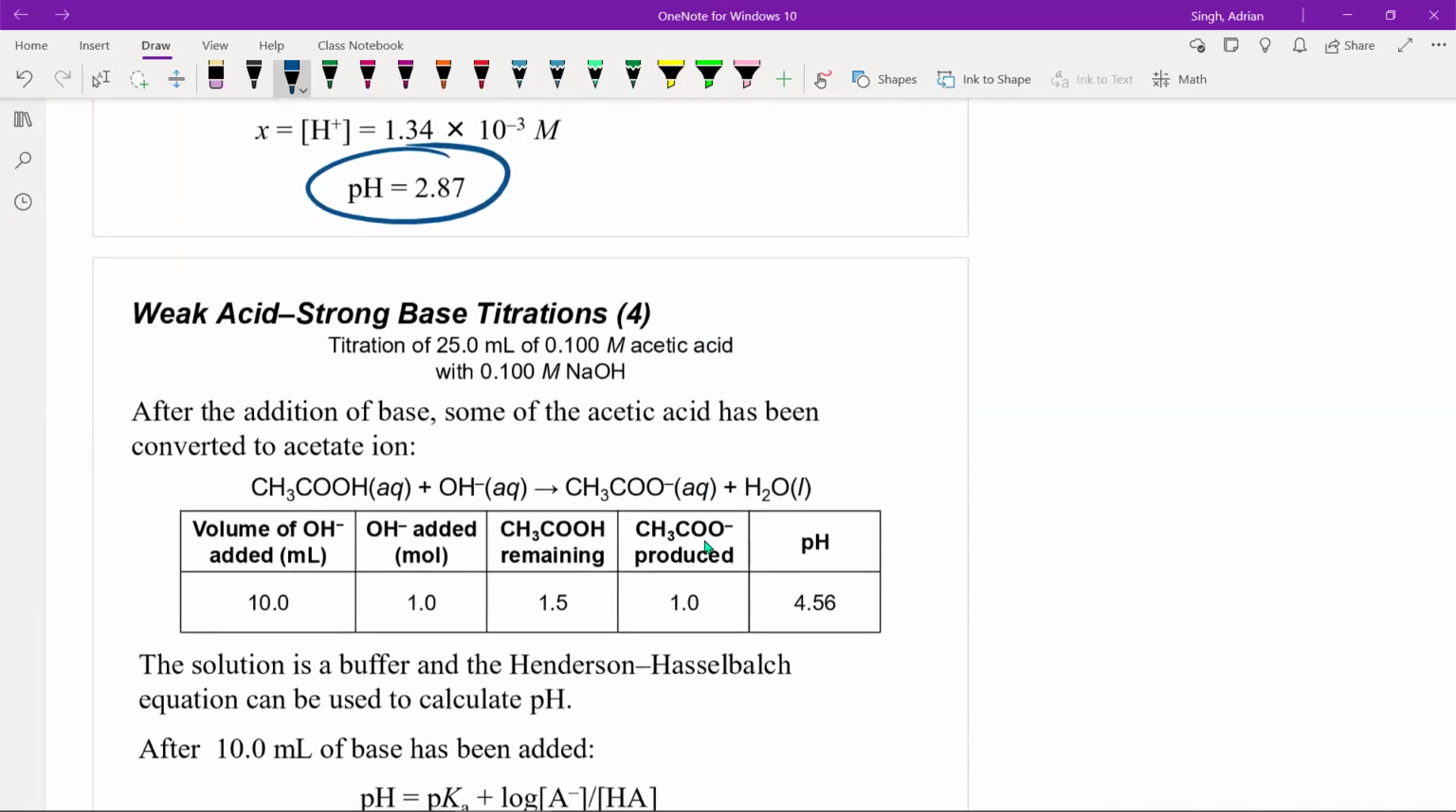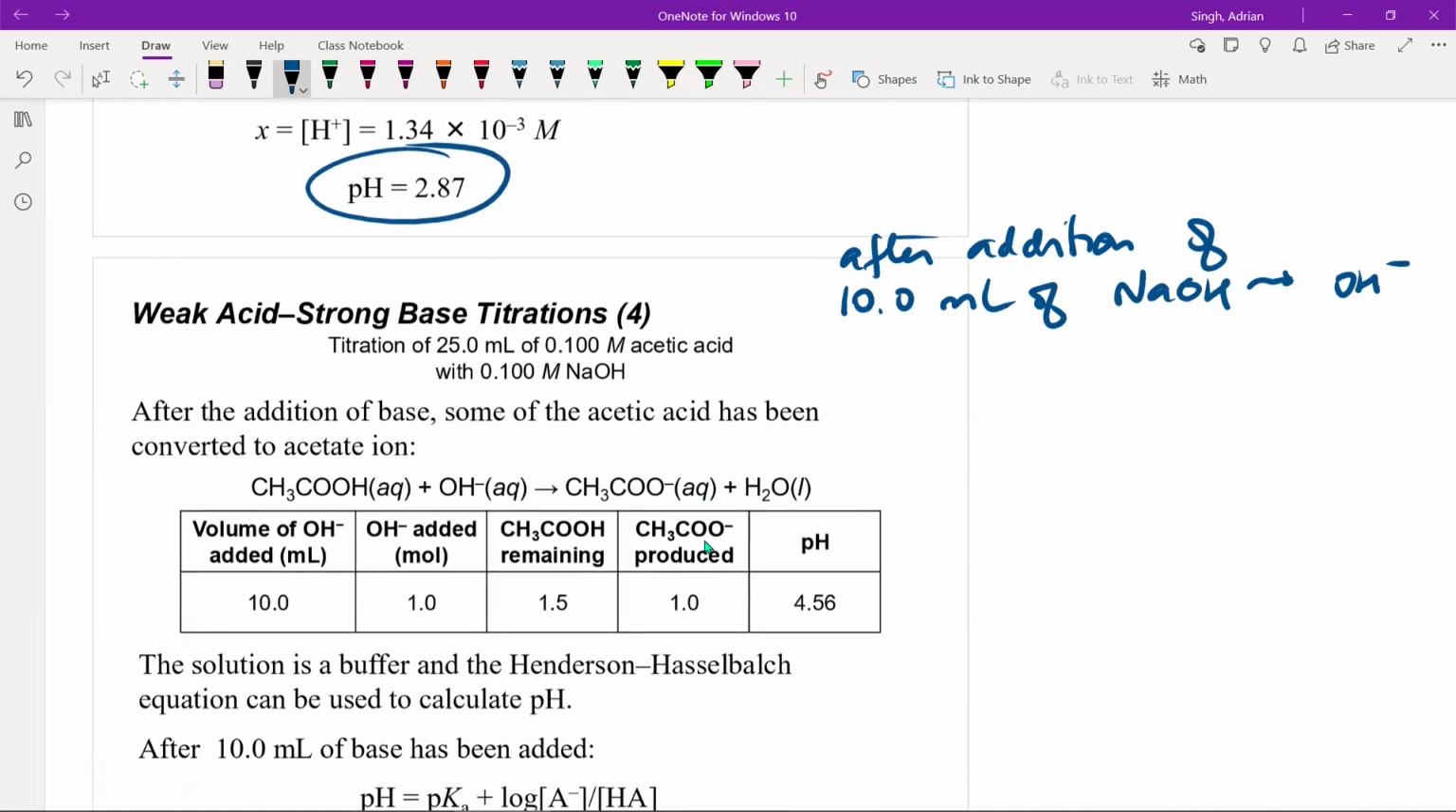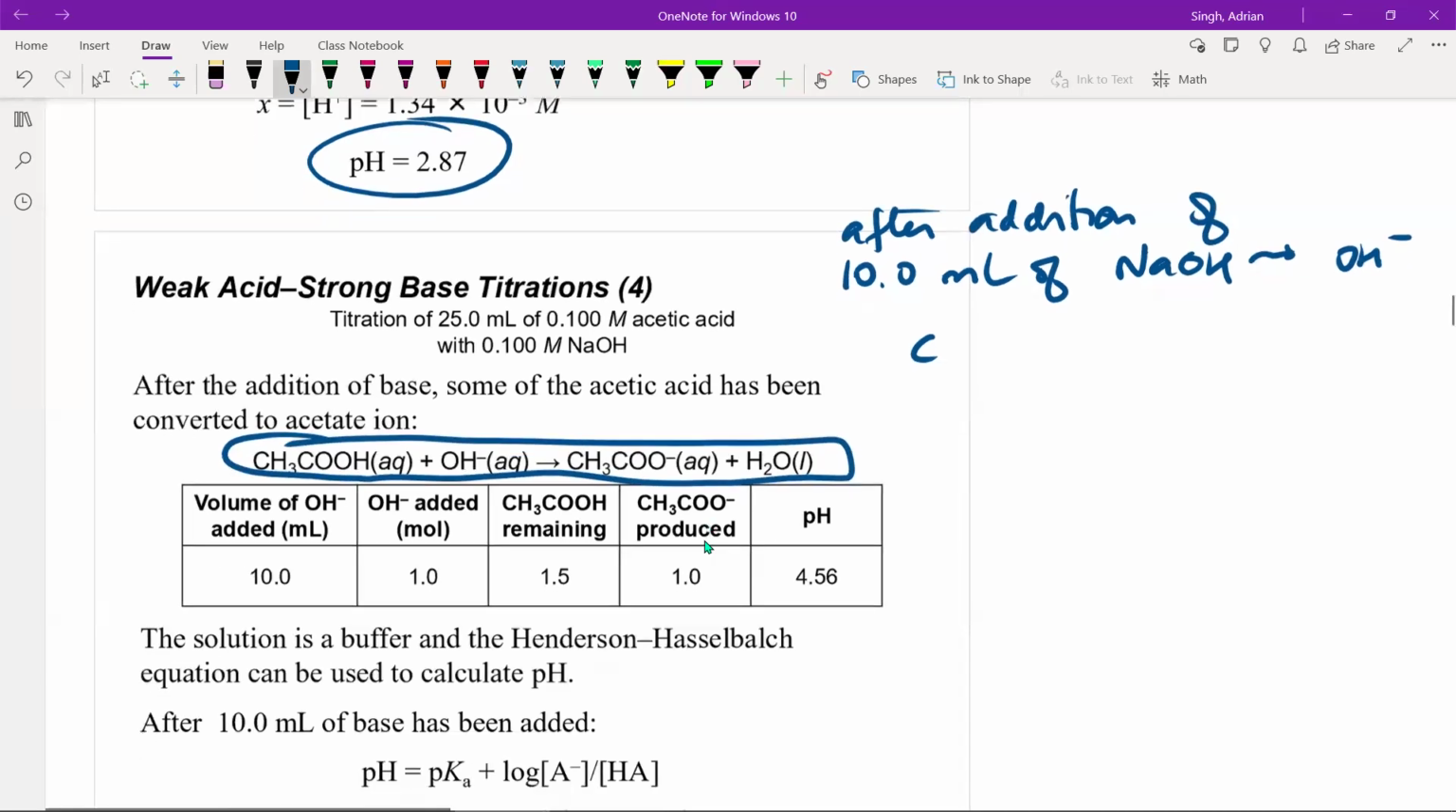Okay, so if I add, so after addition of, let's say 10.0 mL of the NaOH. Okay, so the NaOH, I remember, is going to produce the hydroxide ion. What part of the weak acid system is going to react with it? Well, it's the acid portion, right? And that's the acetic acid here is going to react with the hydroxide to produce the acetate. And then we also get the water as the other product.